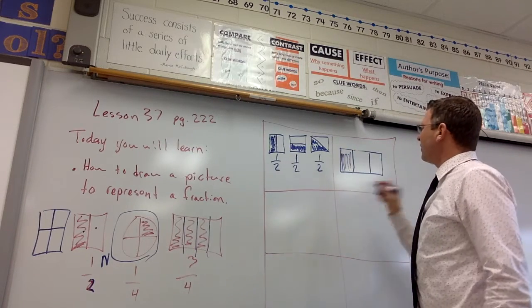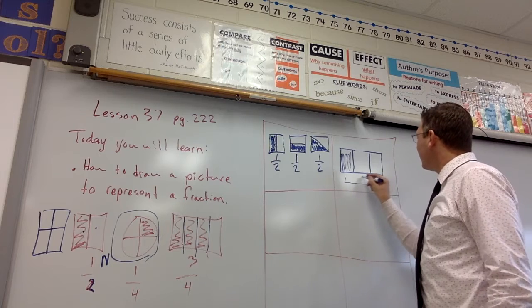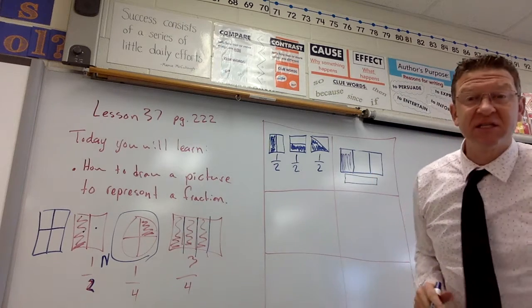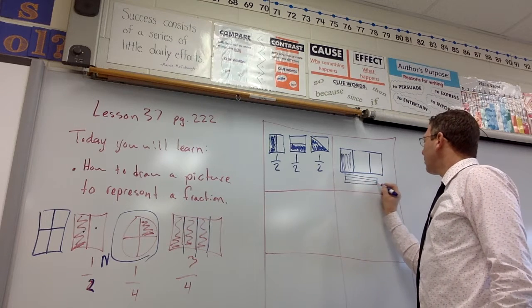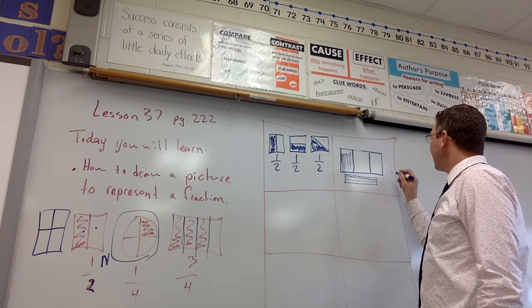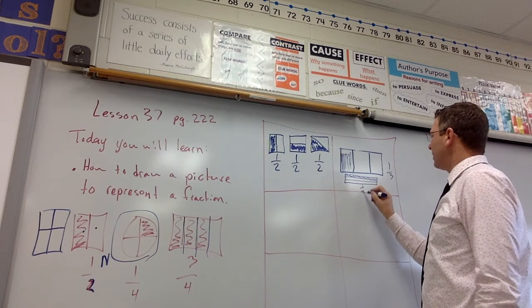Now this was with vertical lines. You can do the same thing with horizontal lines. I made a really skinny rectangle. And now 2 lines, horizontal, and I have 1/3.